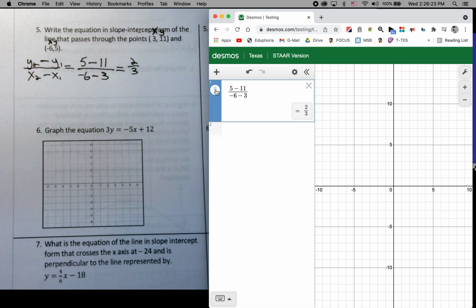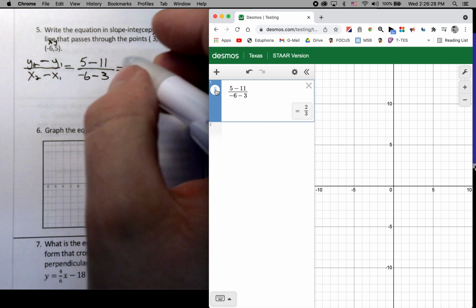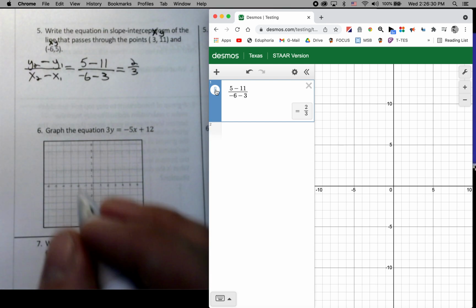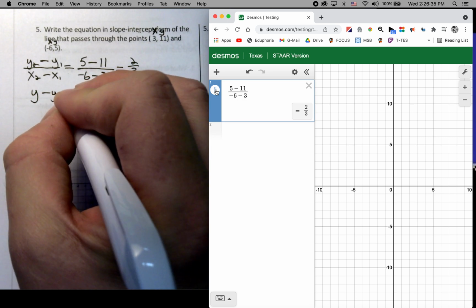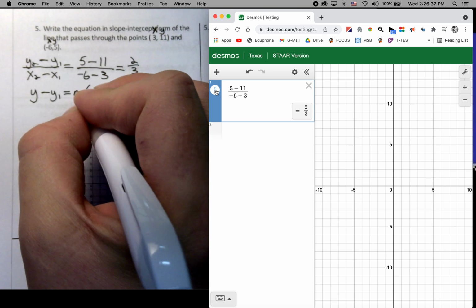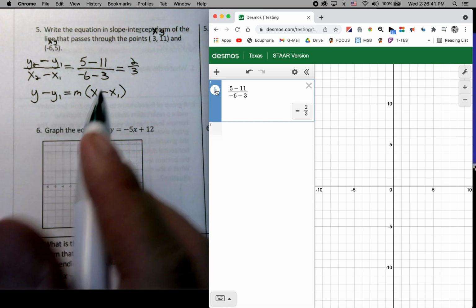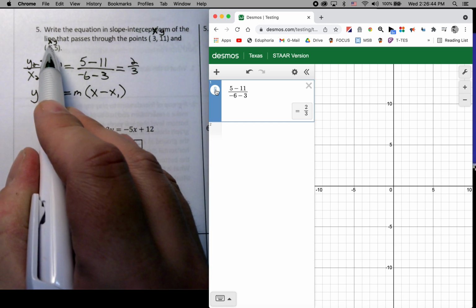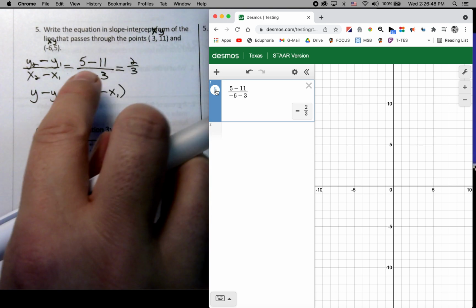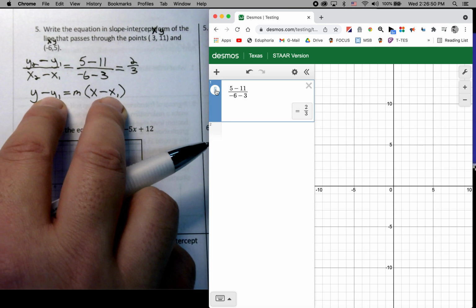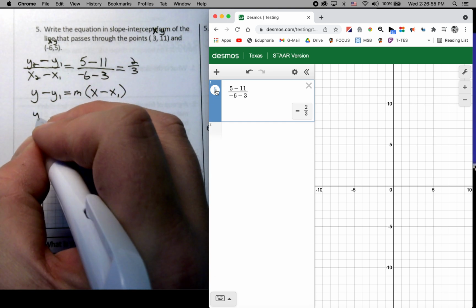Okay. Now, I don't know what the y-intercept is. So what I'm going to do is I'm going to use point-slope form. Point-slope form looks like this. y minus y1 equals m times (x minus x1). Okay? Now, it doesn't matter which point I pick. I'm going to pick (3, 11) because there's no negatives involved. So remember, when you plug this into point-slope form, the signs change. So if that's a positive 3, it's now going to be y minus 3.